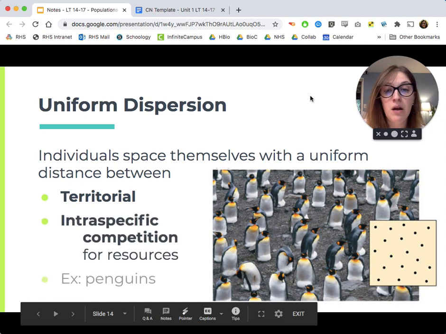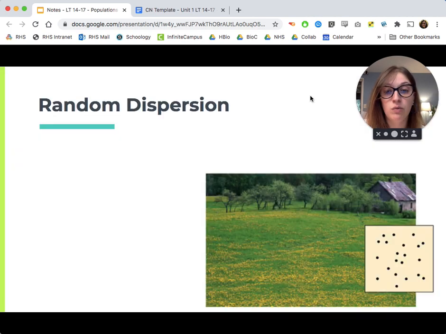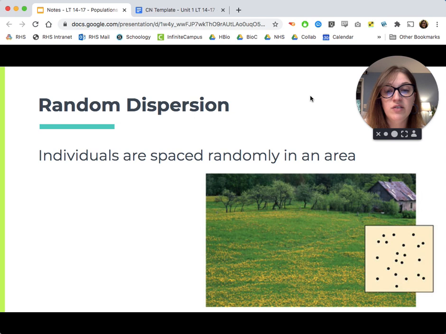All right, now let's compare these two to the last one, which is random dispersion. These are individuals who are spaced randomly in an area. And this occurs because all of the individuals are independent of each other. Their survival does not directly impact or is impacted by others. They are not competing for resources or space. Well, they are, but not to the point where they are setting up a territory.